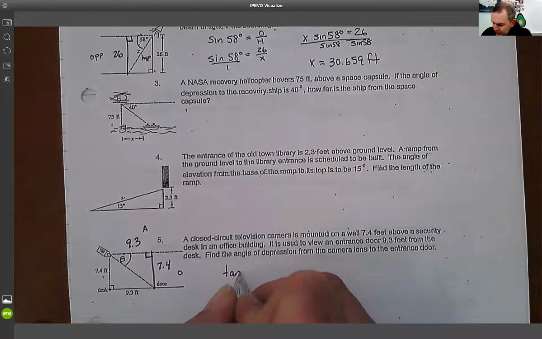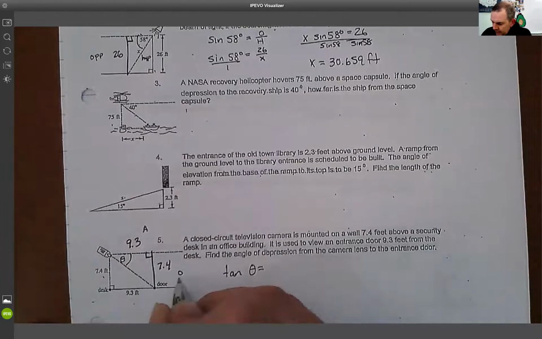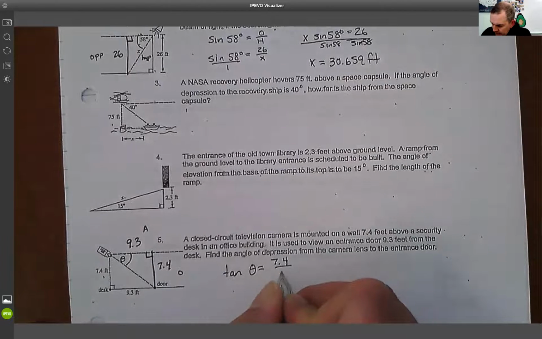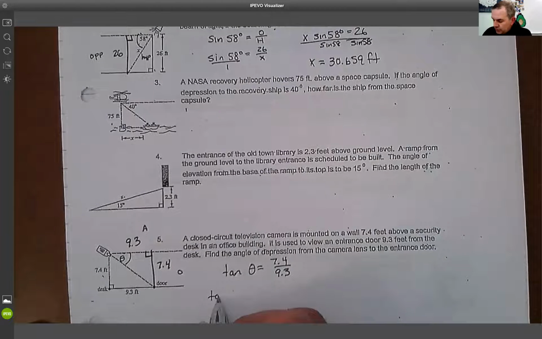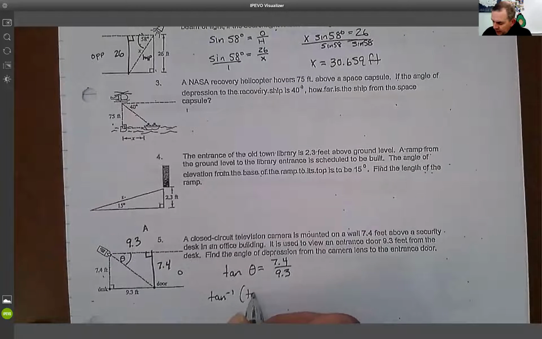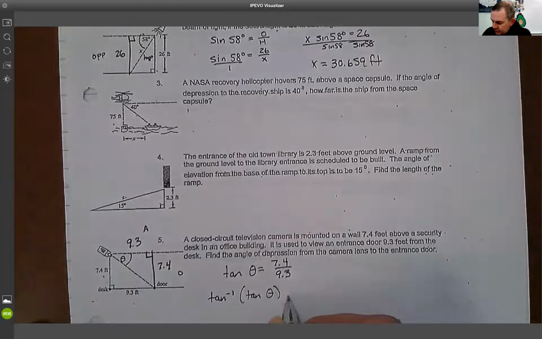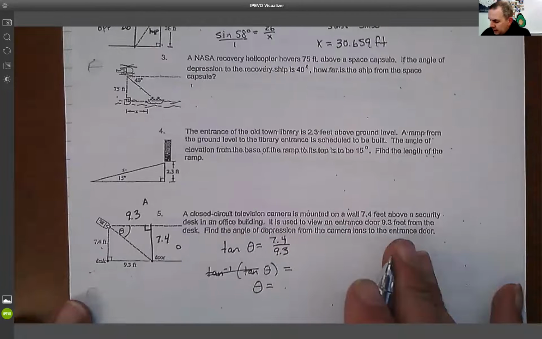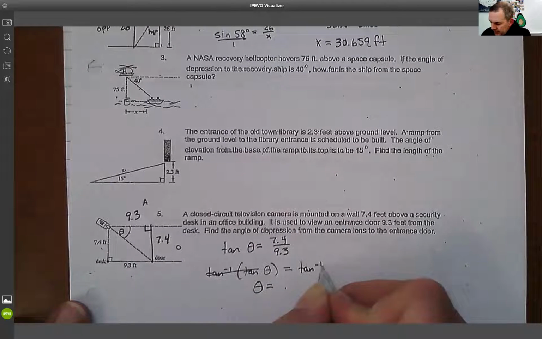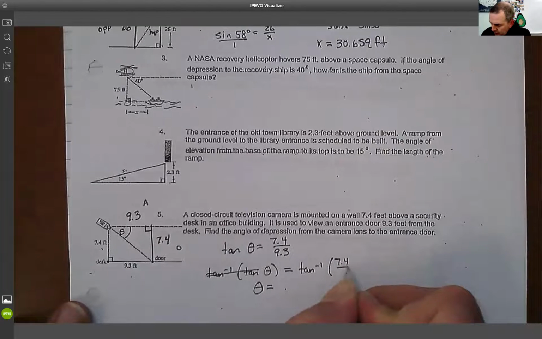So in this case, tangent of this angle I don't know is my opposite 7.4 over my adjacent 9.3. And this is different because I'm given two sides. And since I'm given two sides, I'm going to use the inverse functions. We talked about when I do this, the arctan of tangent, those basically cancel out, leaving me with just theta. But in the world of math, if I do something to one side, I have to do it to the other. 7.4 over 9.3.